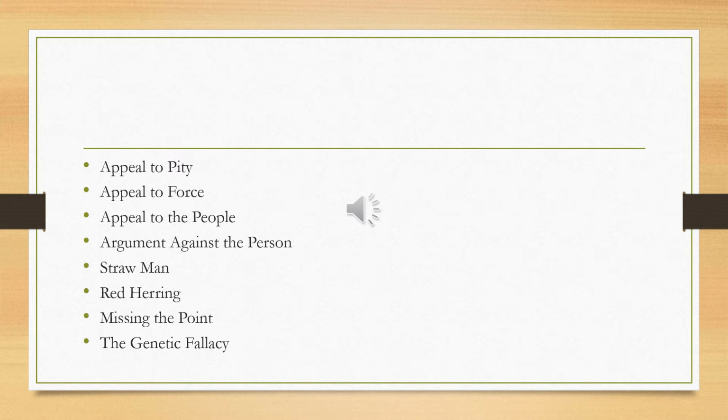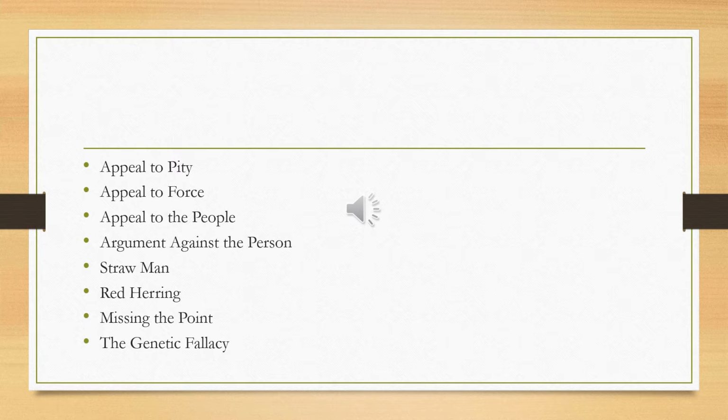So here's our list, and I'm sure that you know by now that some of these have subcategories and variations, but I think that most of the fallacies in this group are pretty easy to understand. The appeal to pity and the appeal to force, we'll see some examples of this when we do the exercises. These fallacies are pretty easy to spot. So are the appeals to the people and arguments against the person. Those are fairly easy to identify as well.